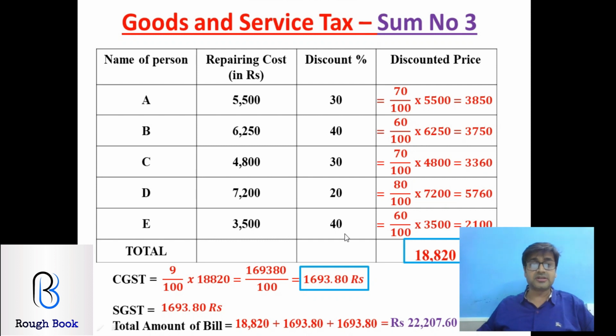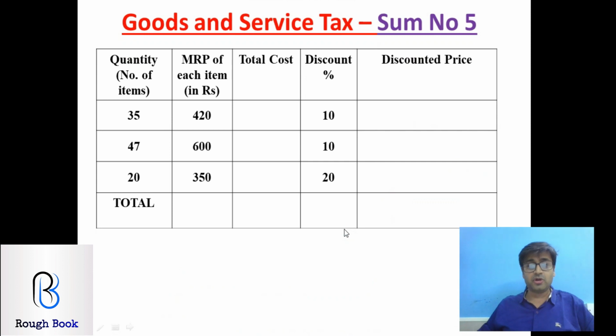Let's take the next question, sum number 5. So sum number 5 goes this way. Make the table, pause the video, prepare your table and then come back. Once you're back, you can see the columns over here. Quantity, that is number of items. MRP of each item. You need to include one new column so that you can multiply these two and get the total cost. Then the discounted price, total of all the prices, and then we will see whether it is CGST, SGST.